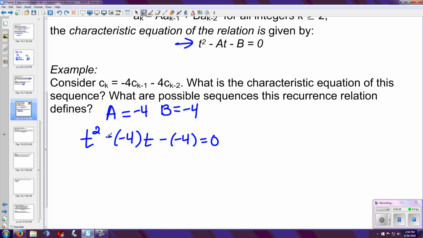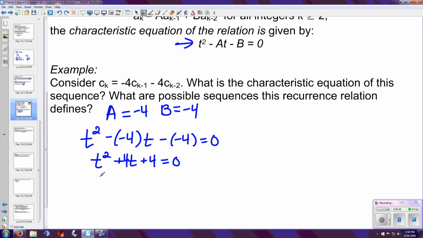If you want to go ahead and clean this up all at once, you can do that. You don't have to write that extra step. So we have t squared plus 4t plus 4 equals 0. Let's see, what are possible sequences this recurrence relation defines?